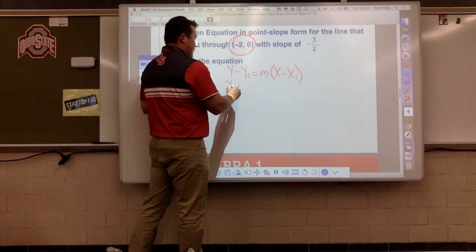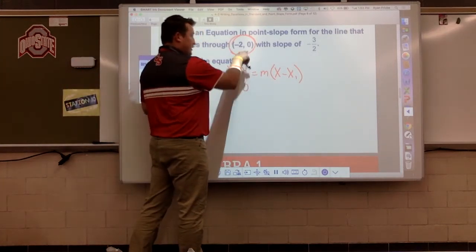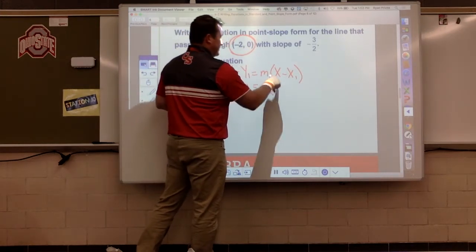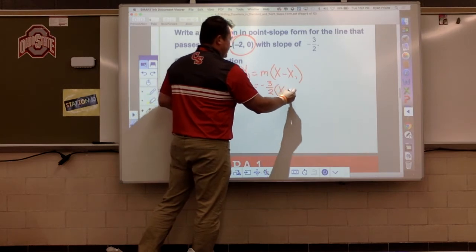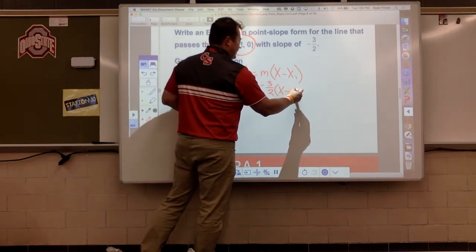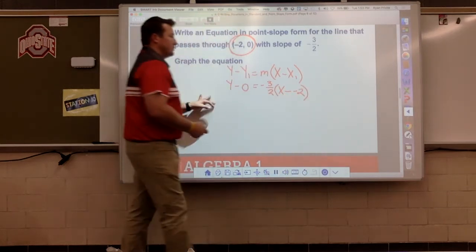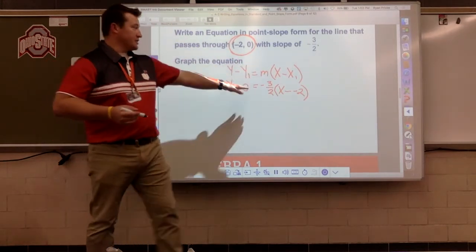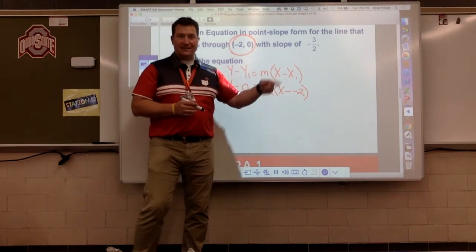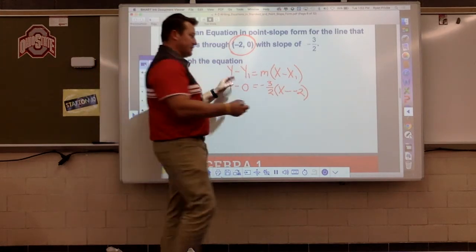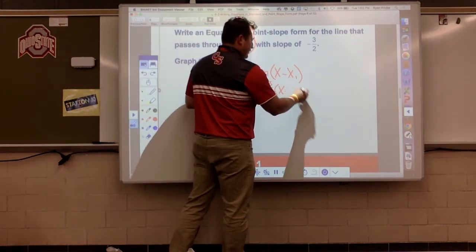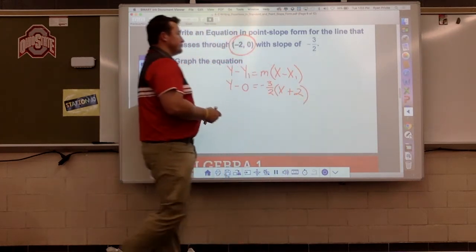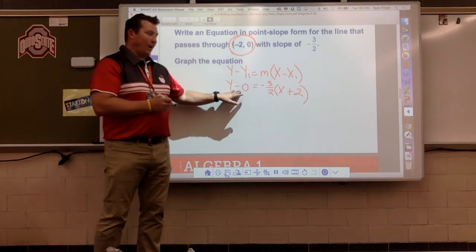So this is going to look like y minus 0 equals -3/2 times x minus, be careful here, -2. Okay, we're subtracting, and it's -2. So, guys, we need to simplify this right now. So x minus -2 is the same as just x plus 2. All right, so we're going to clean that up and say x plus 2. Okay, y minus 0.